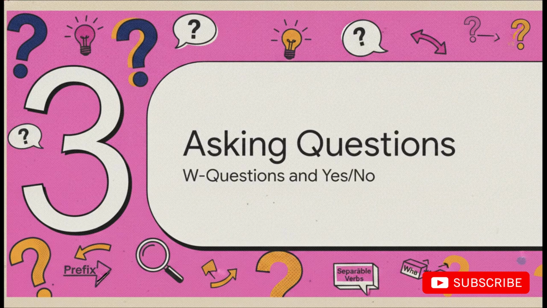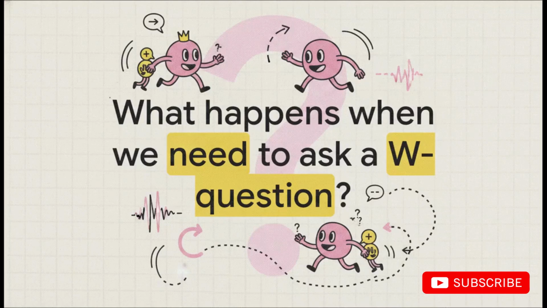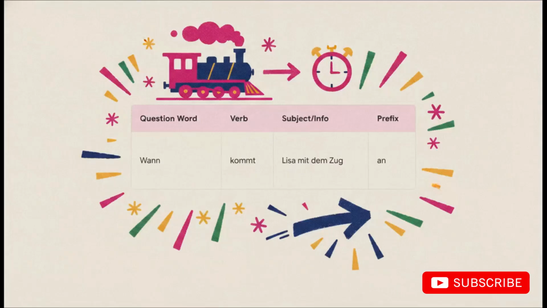Section 3, asking questions. Because now that we've totally conquered statements, we need to adapt our golden rule for when we want to actually extract information from someone. So you're probably wondering, does the rule change here? When we flip the sentence structure around for a W question, does our sidekick prefix finally get to move back next to its best friend, the main verb? Well, let's take a look. Spoiler alert, the answer is a resounding no.